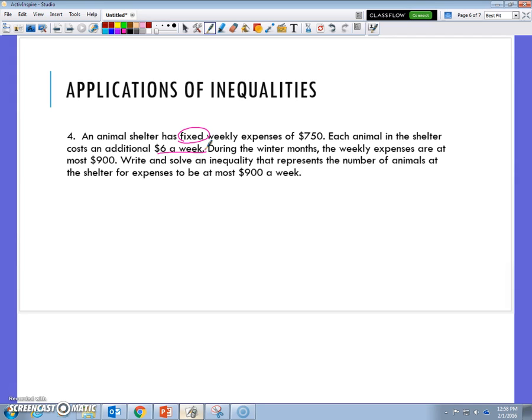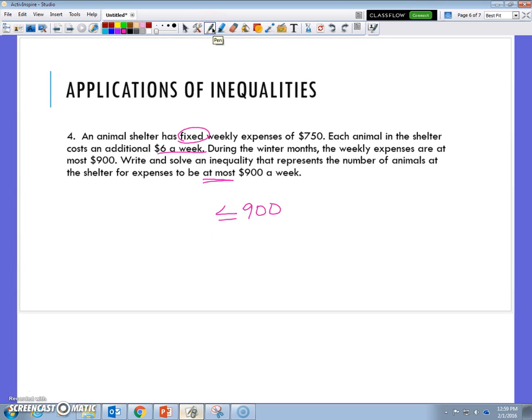So during the winter months, the weekly expenses are at most $900. So as expensive as it's going to get, 900 is the limit. Okay, right? Solve an inequality that represents the number of animals at the shelter for expenses to be at most $900 a week. So now we have a different thing. Before we had at least, now we have at most. So it's okay to be 900, but we've got to keep everything that's going on below 900. Okay, so that's why we're using the less than sign this time.